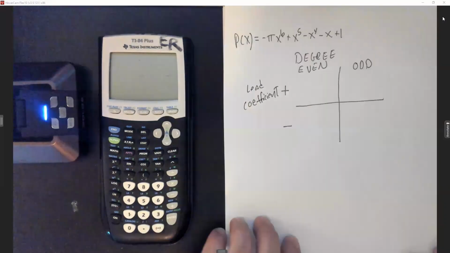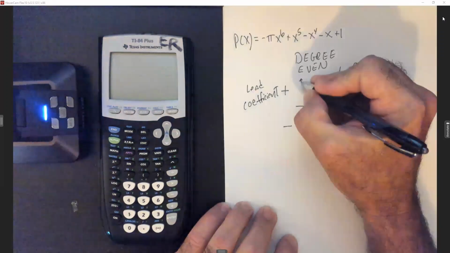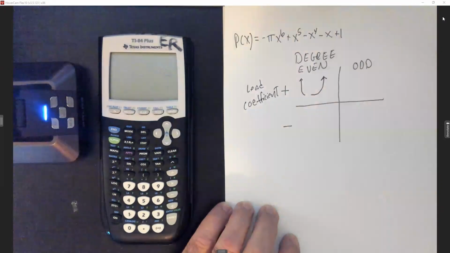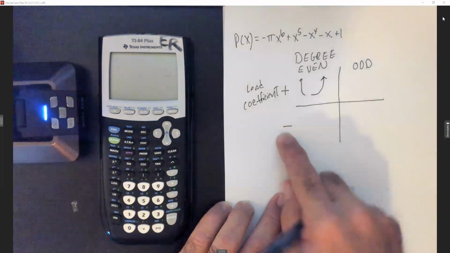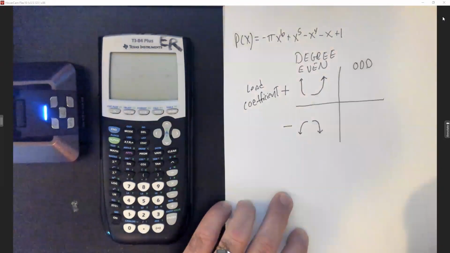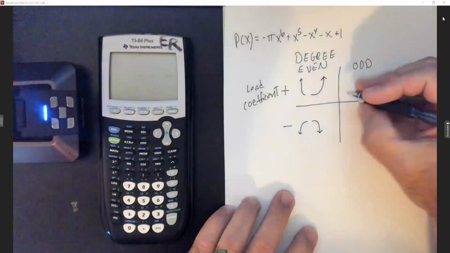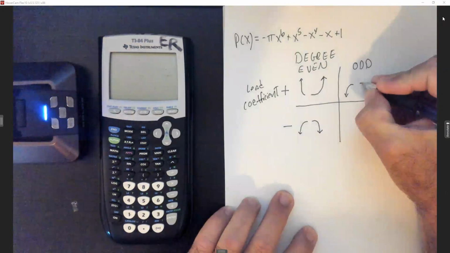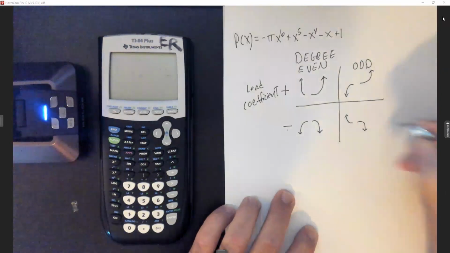So what happens on these, if you got an even degree and a positive lead coefficient, both sides of the graph are going to go uphill like a parabola. If it's an even degree and the lead coefficient is negative, then both sides are going to go downhill. Then you got to look at the odd degrees. If it's an odd degree and a positive lead coefficient, it went uphill left to right. And then the last choice was if it was an odd degree and a negative lead coefficient, it went downhill left to right. So these are your 4 cases.